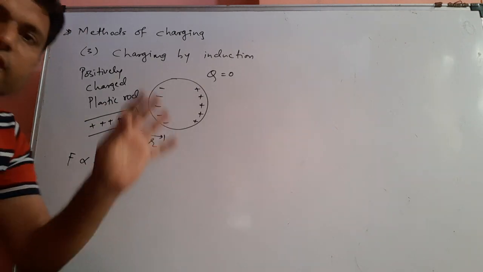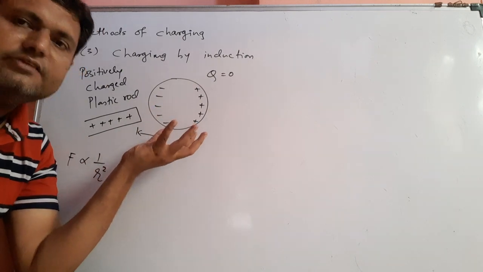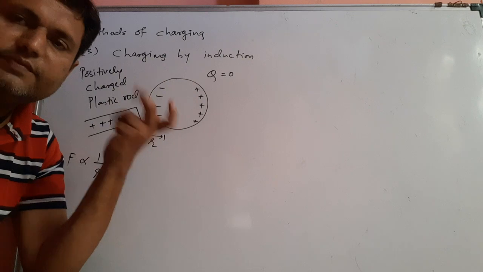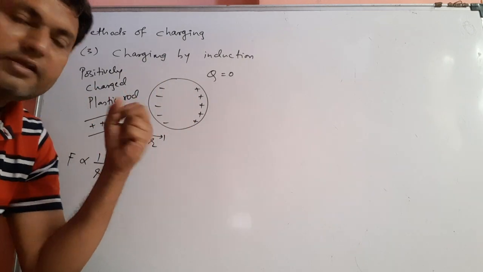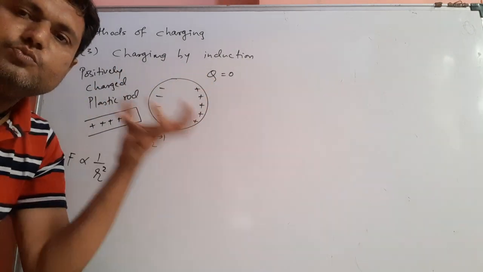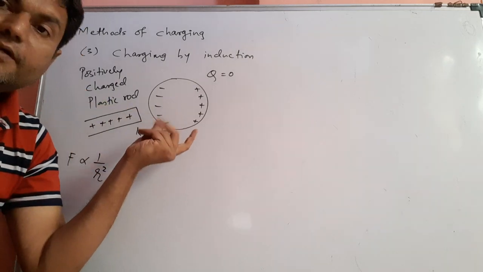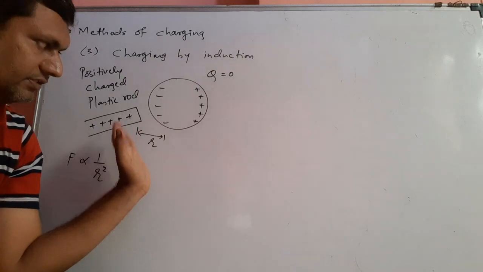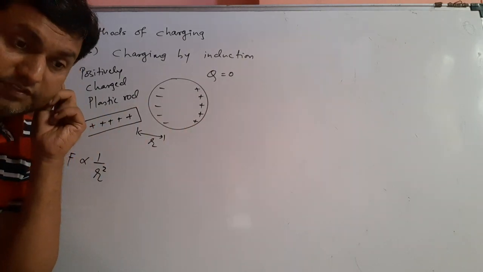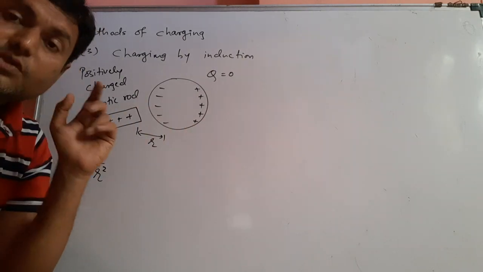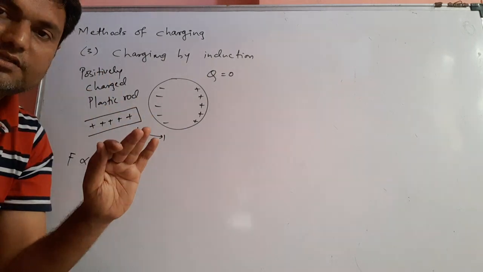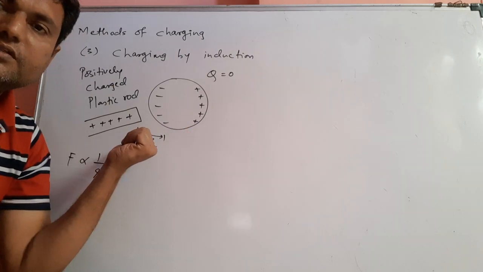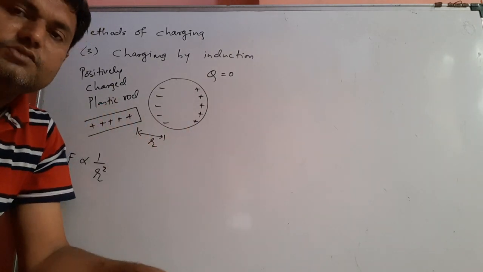Now actually it is still uncharged and we want to charge it, because the method is the same: charging by induction, we have to charge something. Which one? The uncharged body. But see, here there is an attraction between the unlike charges and a repulsion between the like charges, but still the body is uncharged, neutral. But we want to charge this body by using this positively charged plastic rod.